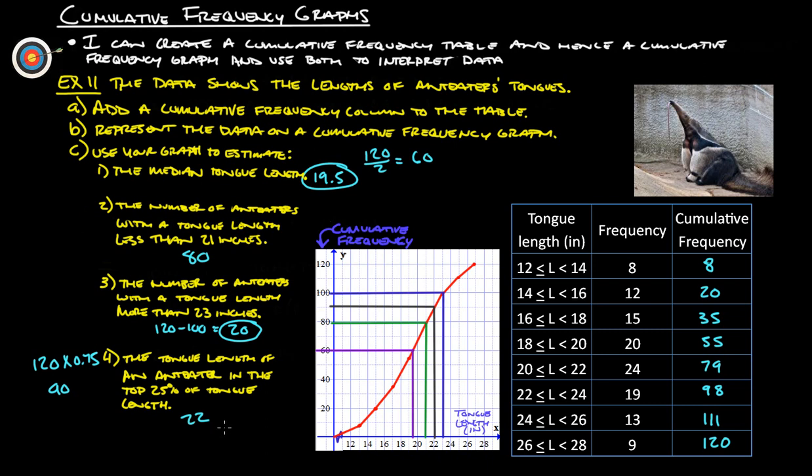Okay, that is how you create your cumulative frequency table, which you've done before, but that's how you also create a cumulative frequency graph, and how you use that graph to help you predict data. Okay? All right, if you have any further questions, please feel free to ask in class. Thanks.